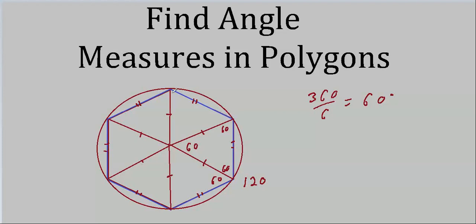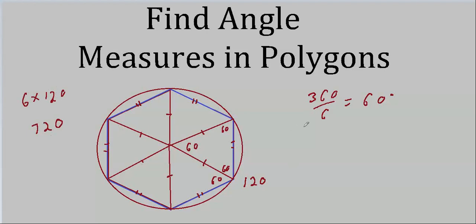So what would the sum of the interior angles of this thing be? Well, 6 times 120. Put it over here. That's what, 720? That's the sum of the interior measures for the hexagon.